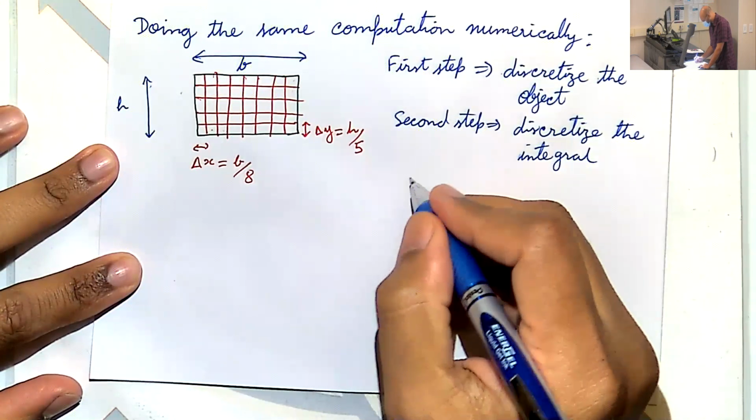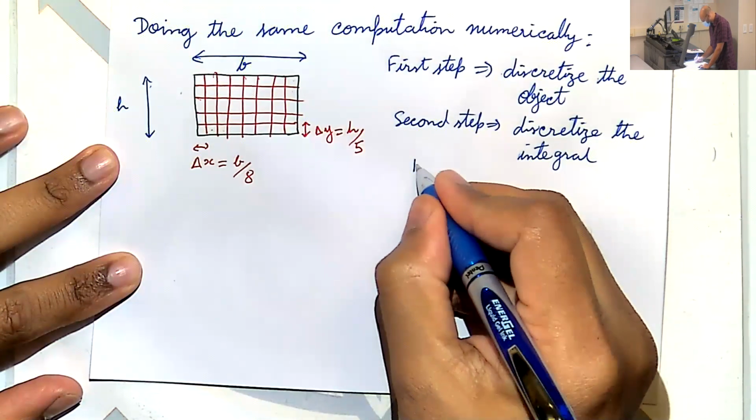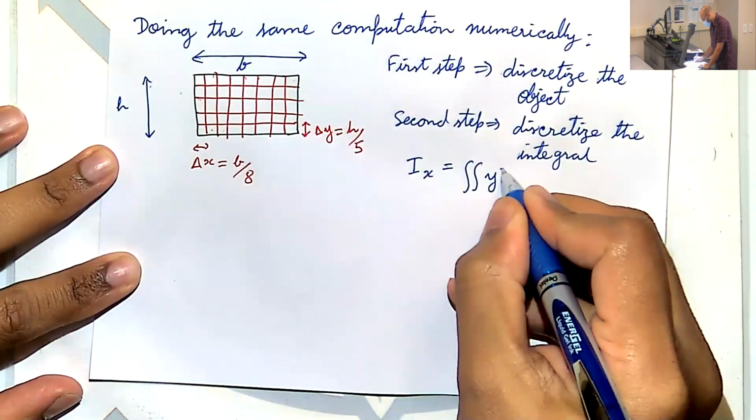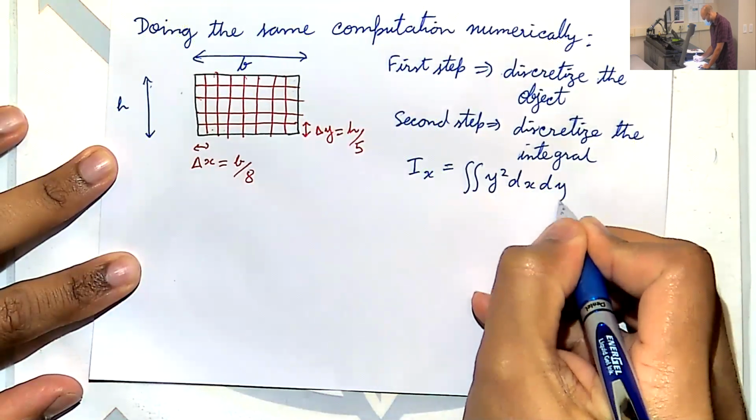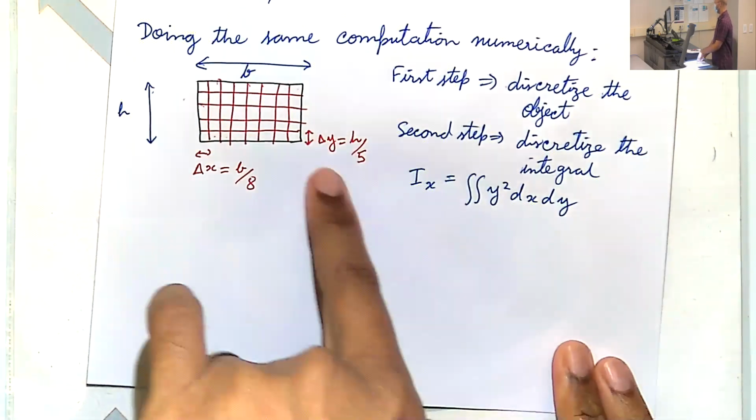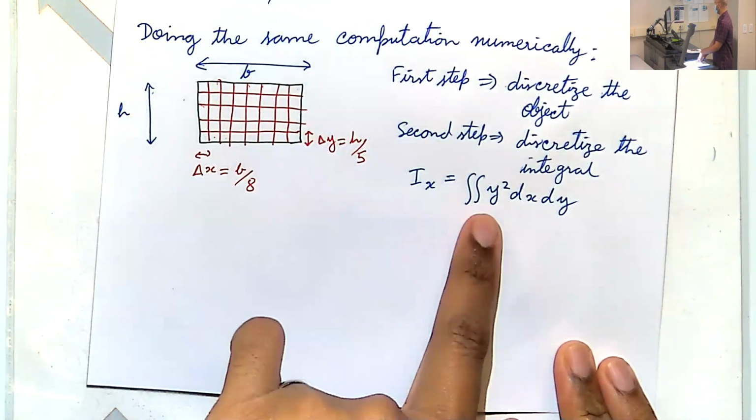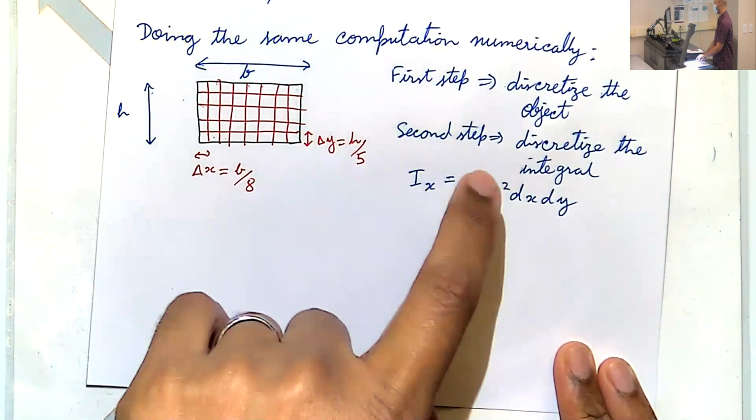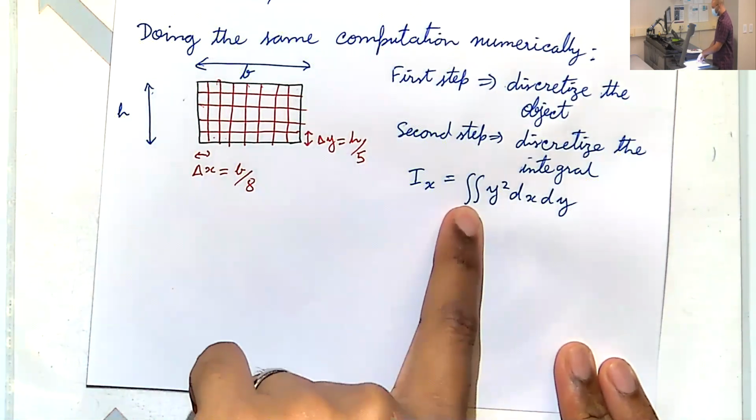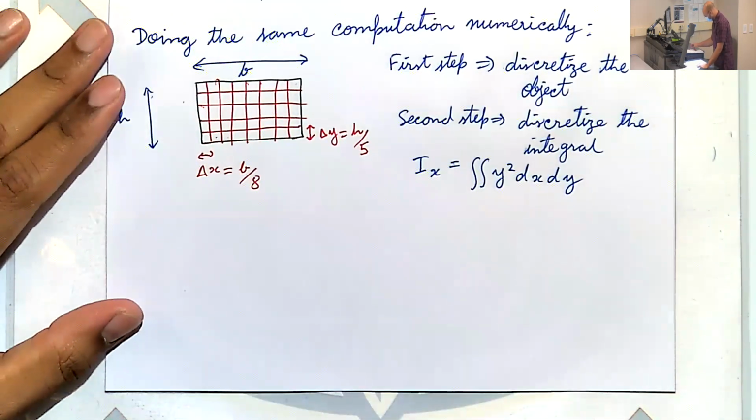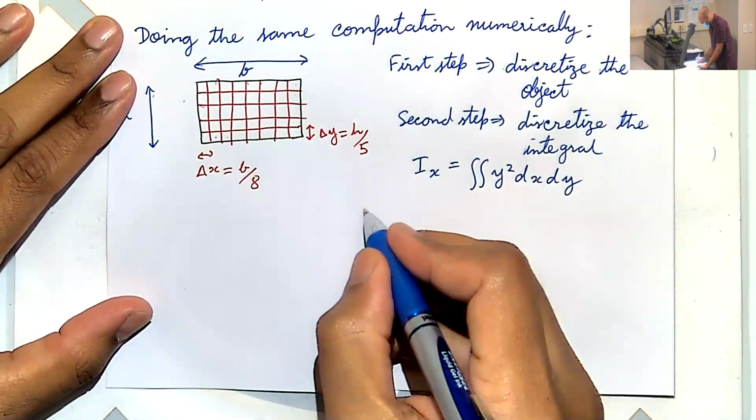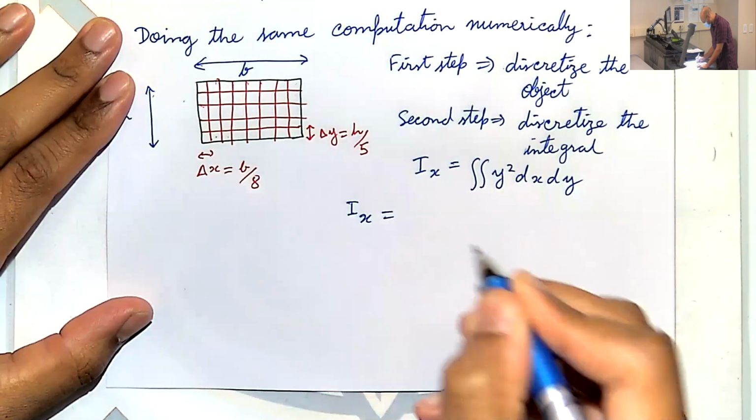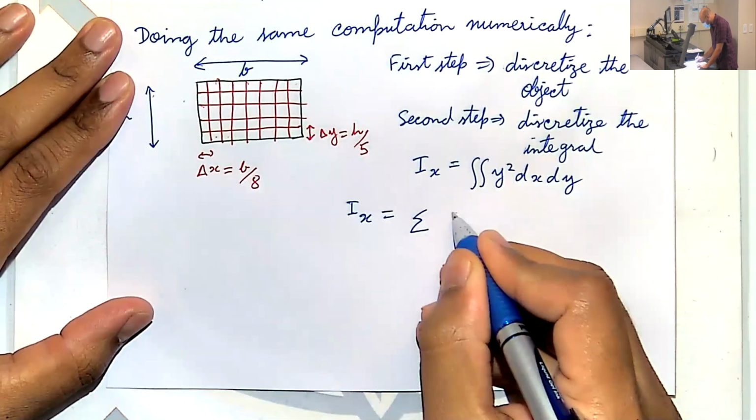So if we were computing Ix, the original full continuous integral is y squared dx dy. And if you remember, the way we discretize it is, we have to correctly change the integral signs into summations. So we'll have two summations instead of these two integral signs. So when we discretize, we get Ix equal, there will be two sums, okay?